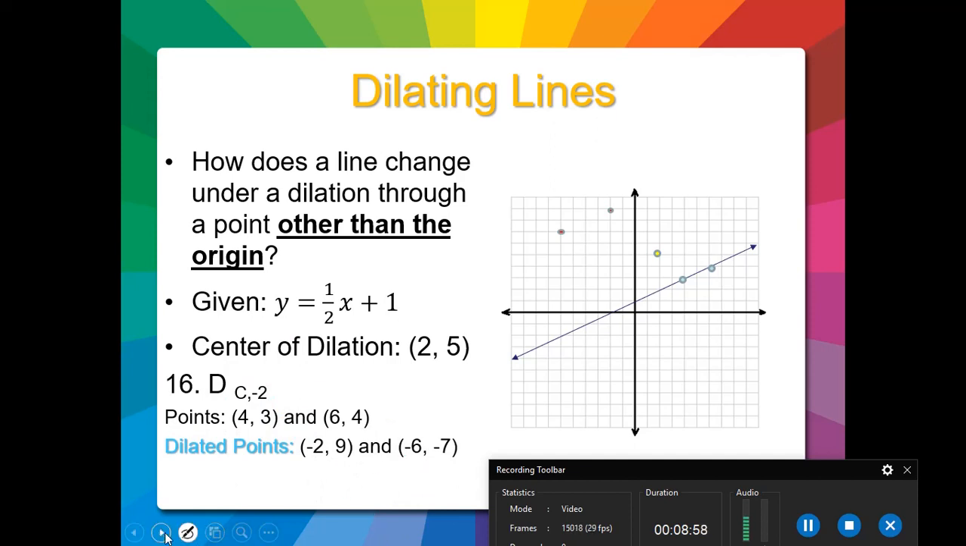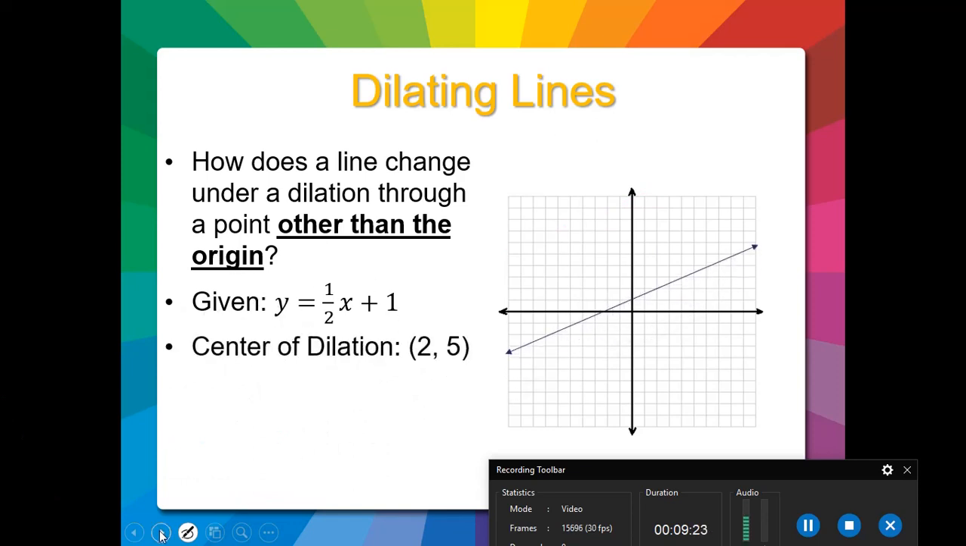We can go ahead and graph a line through those 2 points. And if I want to double check the slope, rise 1, run 2. That confirms that I have the same slope as the image. So in all these examples so far, whether we're dilating through the origin or not, we are creating parallel lines. We're just moving them according to the rules.